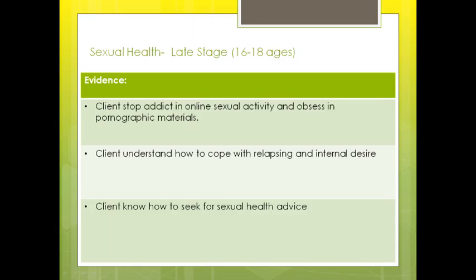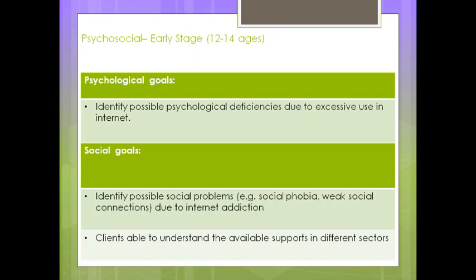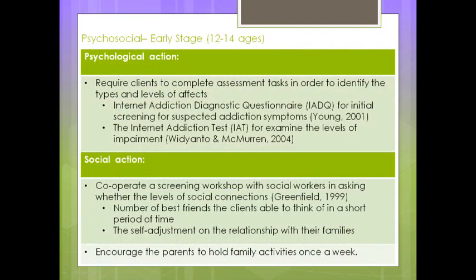The client will stop being addicted to online sexual activities and pornographic materials, and also they will know how to seek help. In the early stage, the goals aim to identify possible psychological and social problems due to internet addiction. Targets are able to understand available supports in different sectors. Actions include completing assessment tasks in order to identify psychological effects.